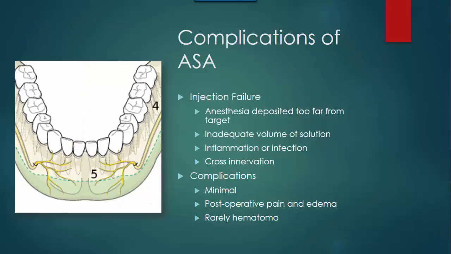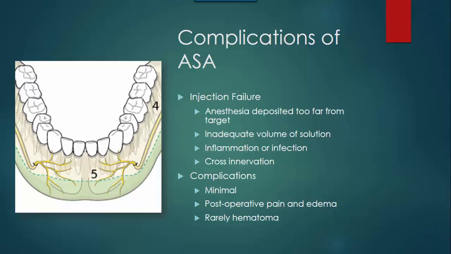Common injection failures include depositing the anesthesia too far away from the apex of the desired tooth, or again, not depositing enough anesthesia. Exostosis, again, may hinder adequate diffusion of the solution into the bone. Inflammation and infection could be changing the pH of the area.